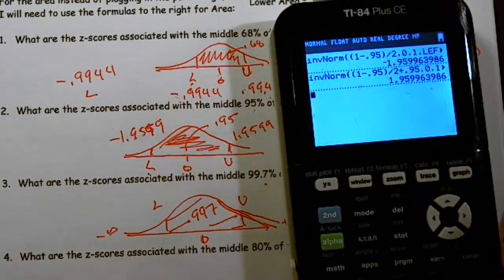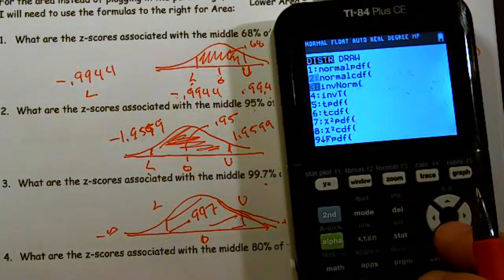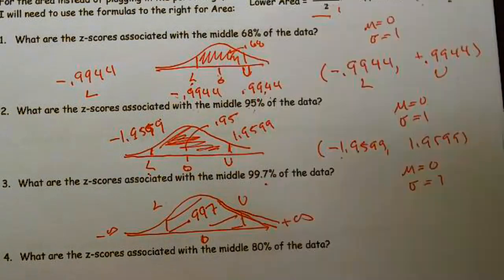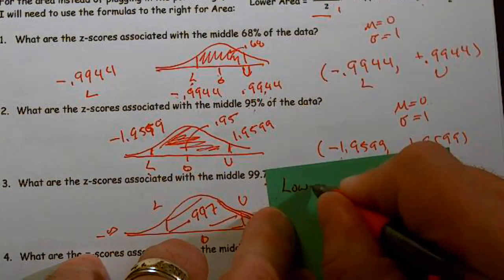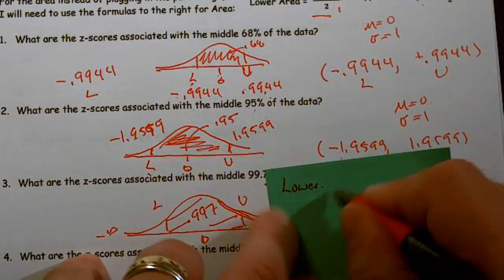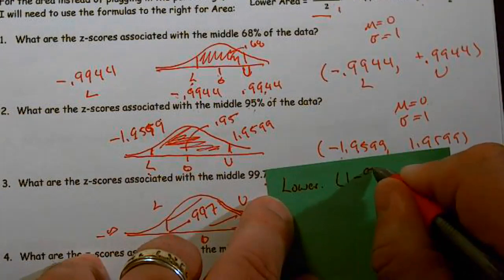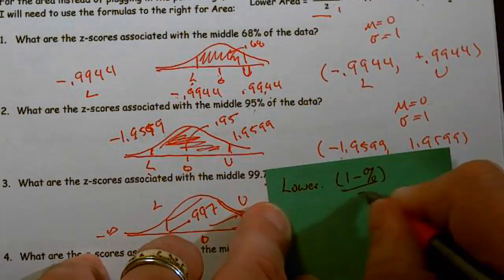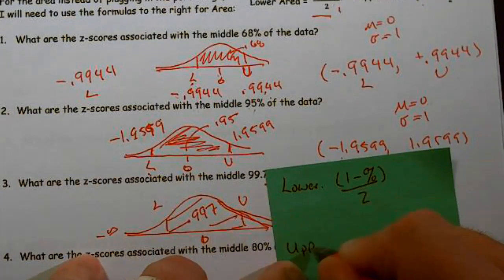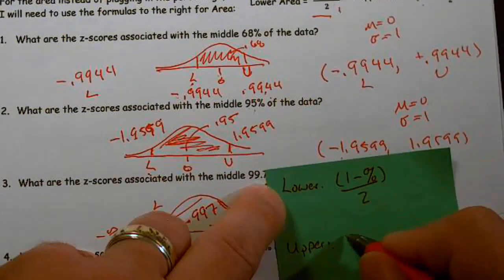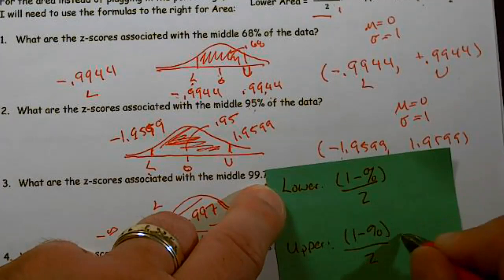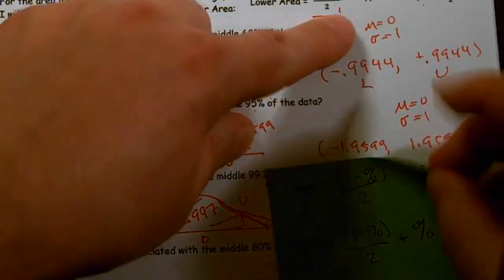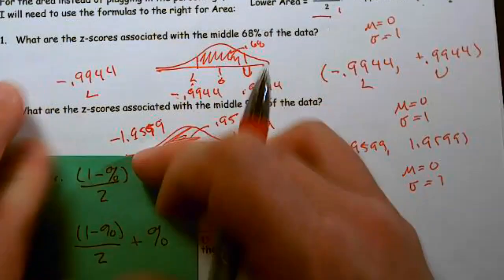All right, so what do we get? Second vars, inverse norm. You know what? I'm going to take just a moment and write this formula down so you can see it. The lower is 1 minus the percent divided by 2. The upper is going to be 1 minus the percent divided by 2, plus we have to come back and add the percent at the end. Let's put that over here to the side so we can refer to it.